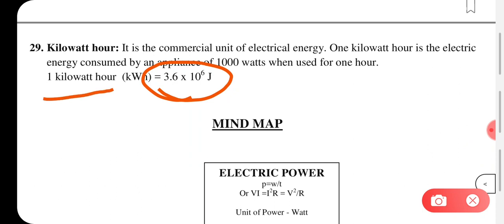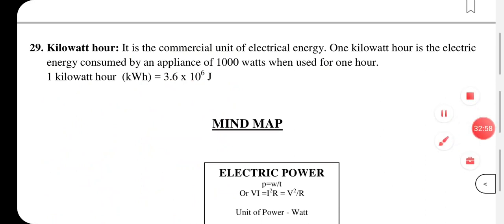Once again I'll tell you, kilo is for 1000, watt is the unit in which we measure power. So 1000 watt of power or energy being consumed by an electrical appliance when it is working for 1 hour, we call that 1 kilowatt hour, and this value in joules is equal to 3.6 into 10 power 6 joules. Or you can remember that 3.6 into 10 power 6 joule is considered as 1 kilowatt hour.